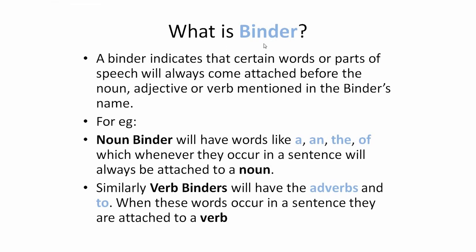So what we mean by binder is, when we say noun binder, there are certain words that when they occur, you will get a noun. If it's a verb binder, and you have these words called verb binders, when they occur within a sentence, they are usually attached to a verb. The same goes for the adjective binder also. When you get an adjective binder, it is usually with an adjective. Got it?